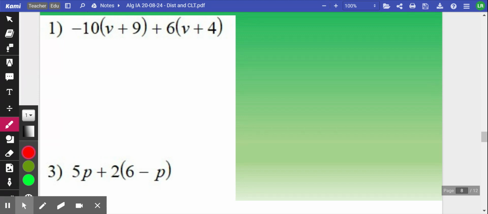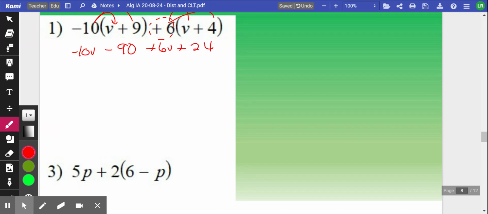This first part, I'm distributing the negative 10, so let me turn off the music, sorry. Negative 10 times V is negative 10V. Negative 10 times 9 is negative 90. Okay. The 6, that's a positive 6 there, so 6 times V is 6V. 6 times 4 is 24.